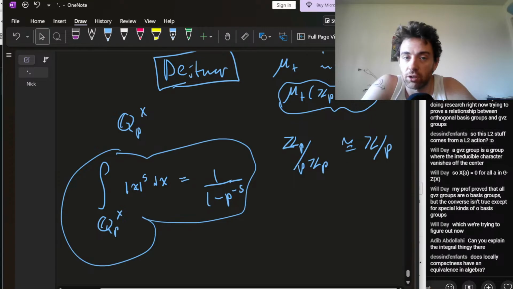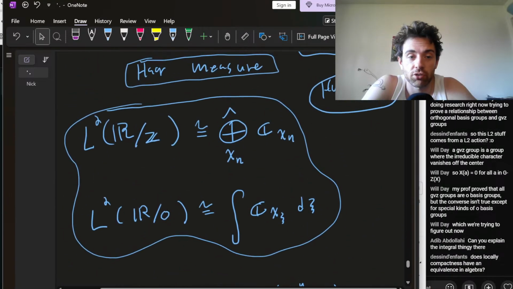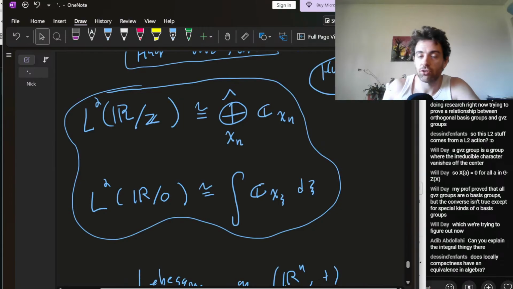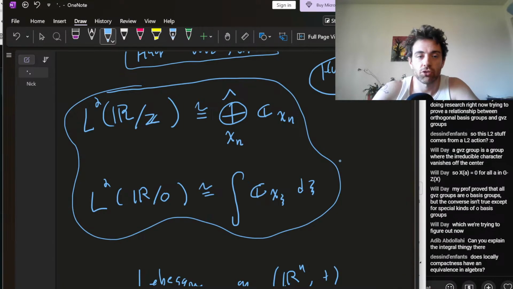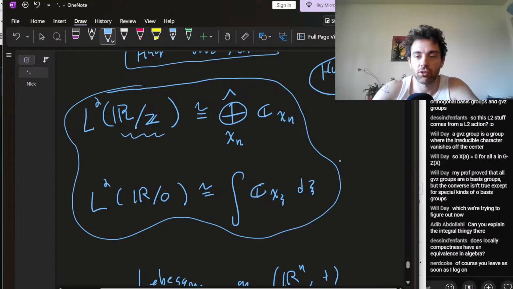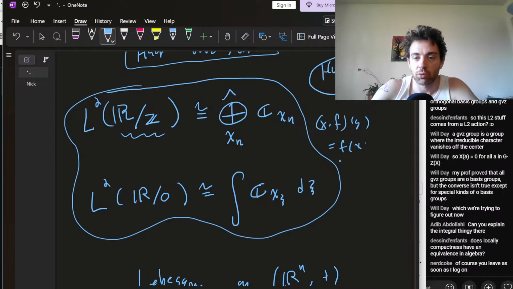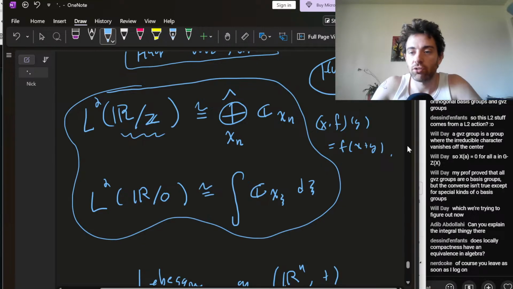All that comes with an L2 action? Yes, it's just the translation action. It's just the translation, like x dot f at y is f at x plus y. It's just the translation action.